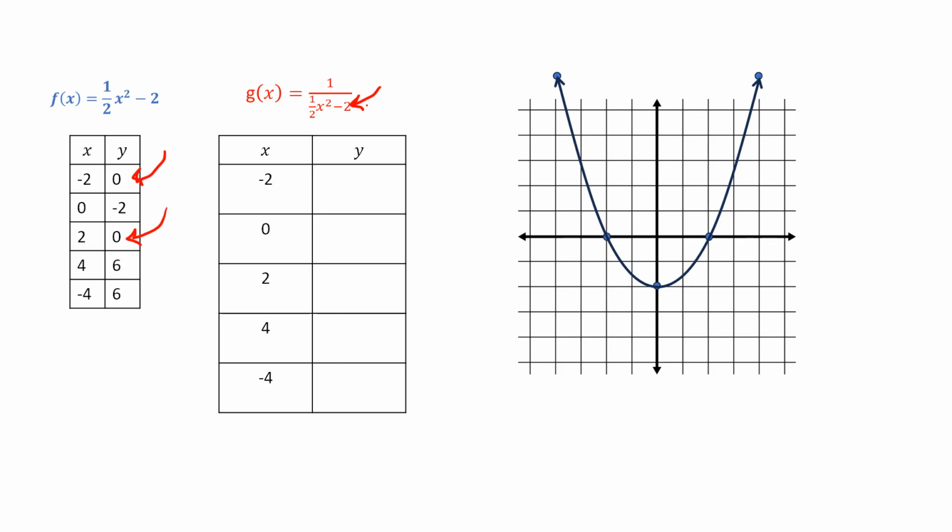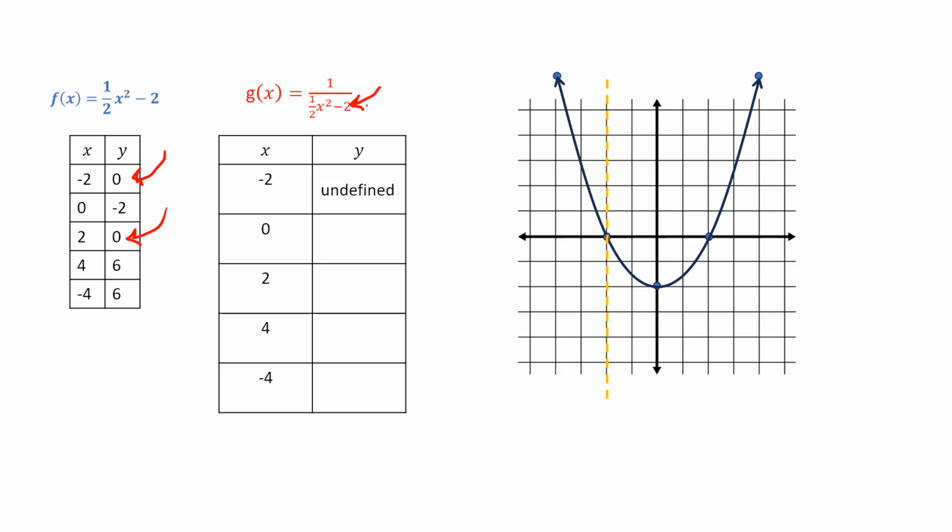So in the original function, when x is negative 2, you get 0. In the reciprocal function, when x is negative 2, you get undefined. And so that means whenever x equals negative 2, on the new function, you can't go there. You can't have an x of negative 2. So that whole line, x equals negative 2, is out of bounds. You can't touch it. All right?